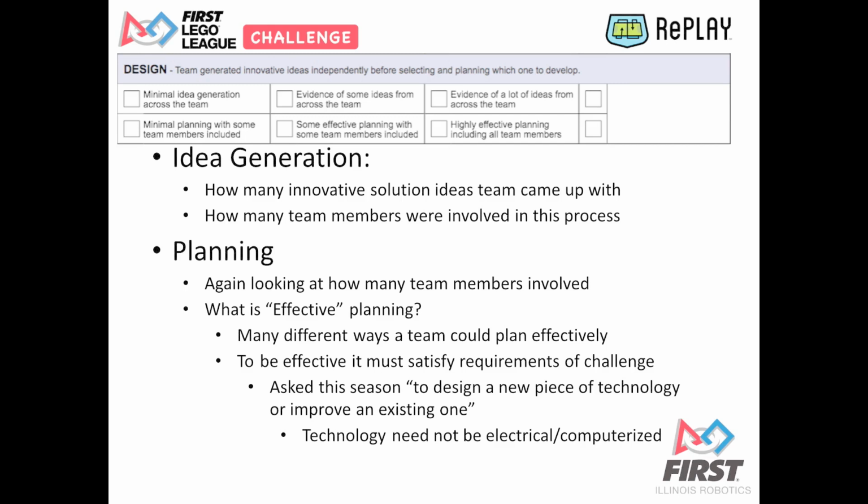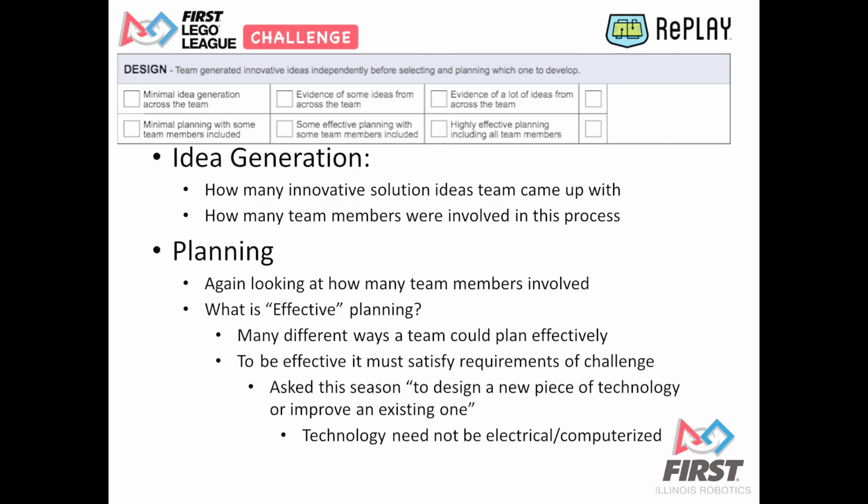So in this example, say only a portion of the team was involved in generating ideas for solutions or working on the planning of the solution. The team should then expect to receive lower marks in this section, even if the small number of team members involved did generate a lot of ideas or impress the judges with their planning.